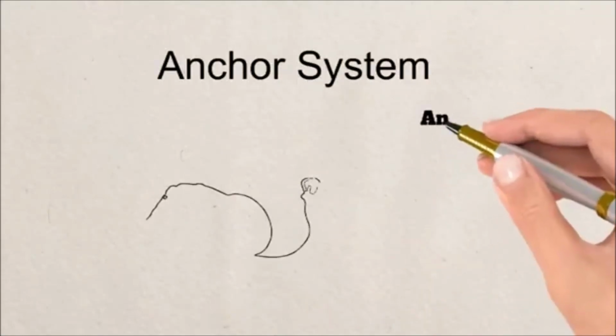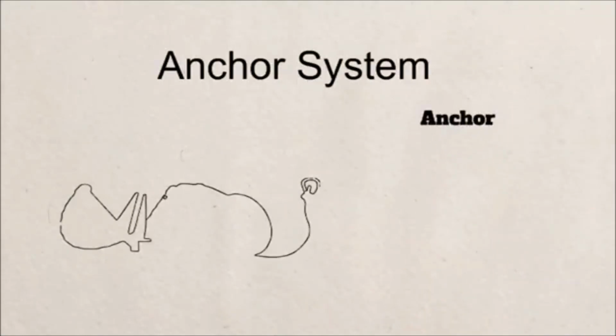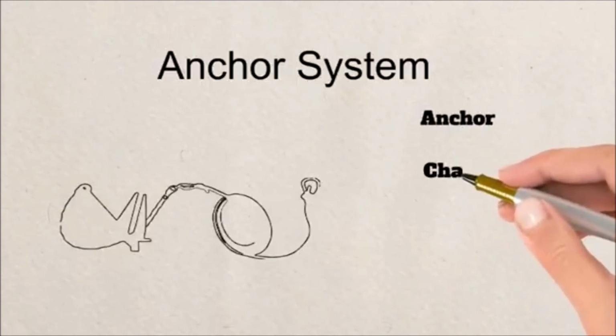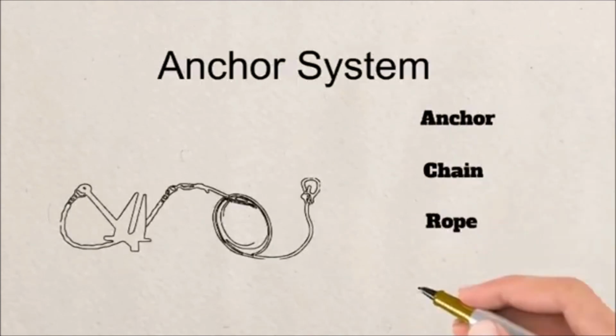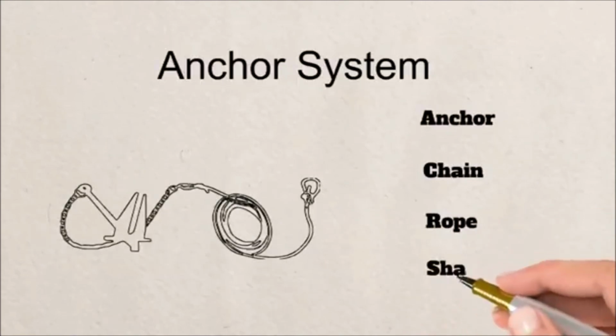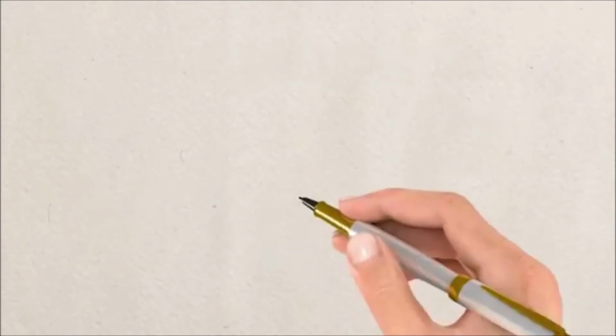Now the anchor system isn't just the anchor. The anchor system also includes the chain, any rope that we're using. Sometimes it's all chain, sometimes it's a combination of chain and rope, and also the shackles that hold everything together.